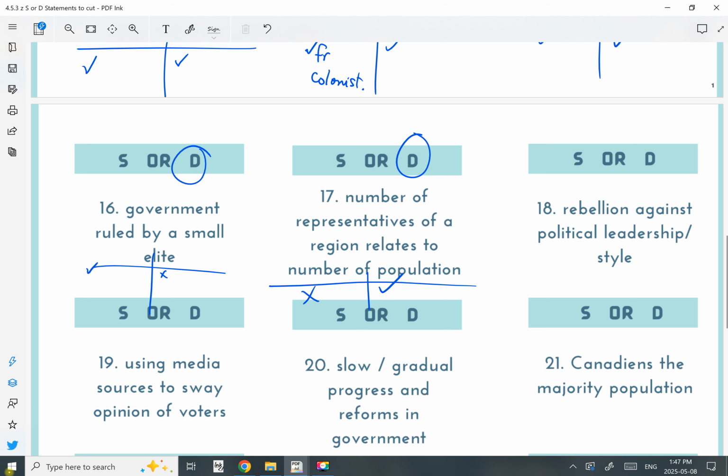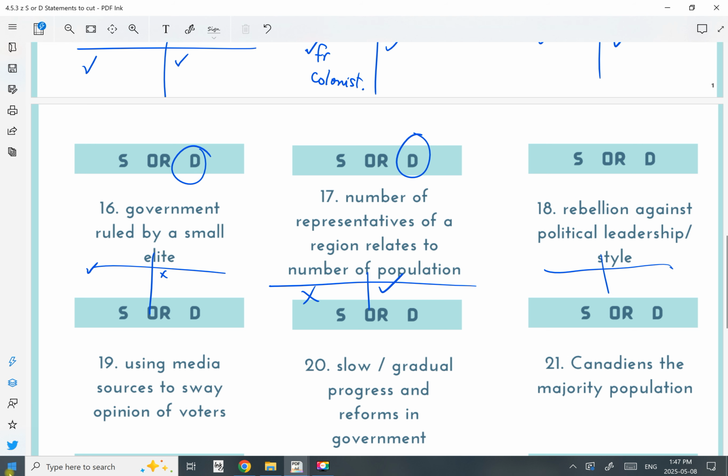Pierre Poilievre, for example, his riding might have 200,000 people in it, the old one, and the new one he's hoping to win might also have 200,000 people in it, but because it's in rural Alberta, territory will be much larger to get that number of people in there, right? Equal number of people to represent, not equal size.